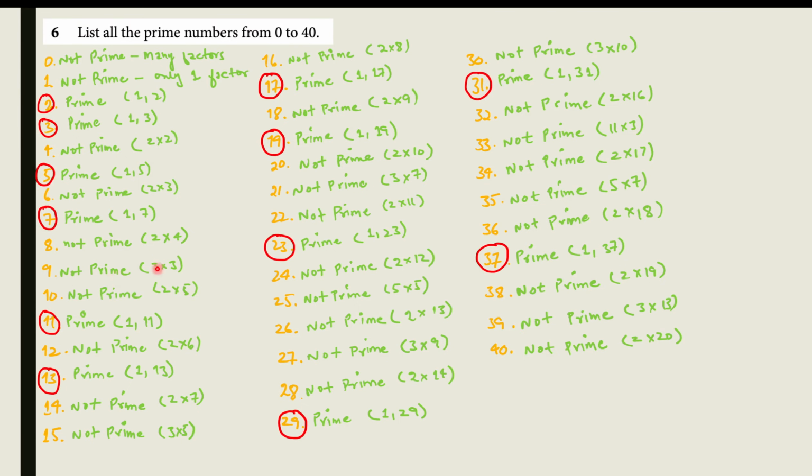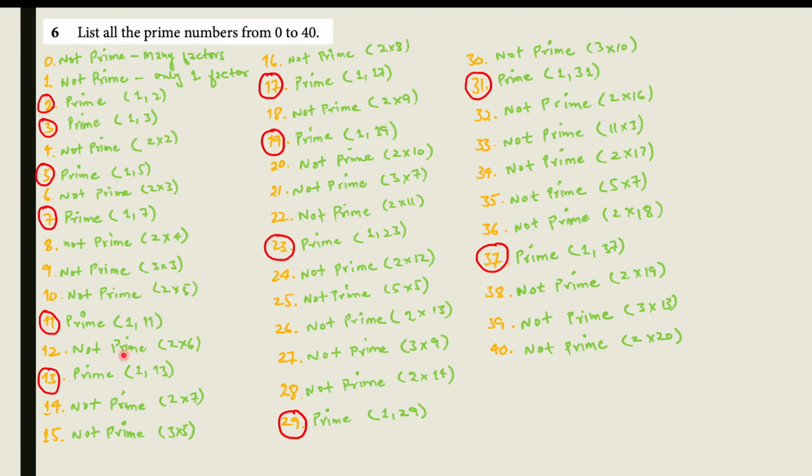9 is not a prime because it has other factors besides 1 and 9. For example, 3 multiplied by 3 is equal to 9. 10, 2 multiplied by 5 is equal to 10. So 9 and 10 are also not prime numbers because they have many factors. 11 is a prime number because it has 1 and 11 as factors. It has only two factors. That's it. No other factors other than 1 and 11.